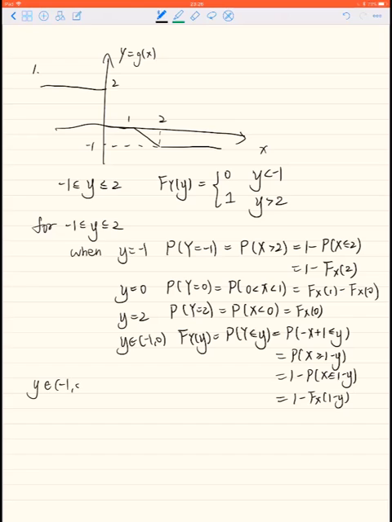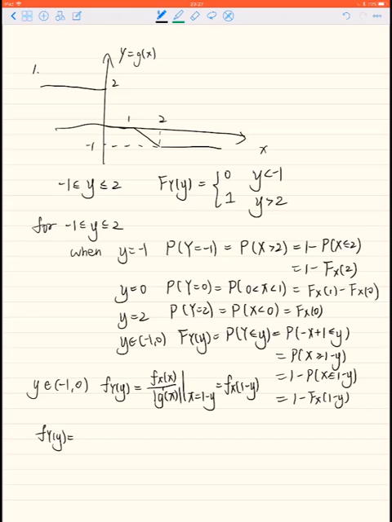Then when y is ranging from minus 1 to 0, we have the equation of the density function: f_Y equals f_X(x) divided by the absolute value of g's derivative, at x equals 1 minus y, and should be f_X(1 minus y). Now we can figure out both the density function and the distribution function of y.